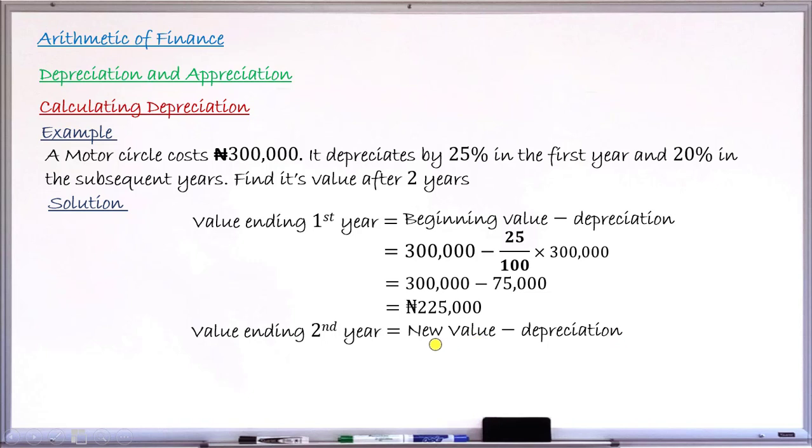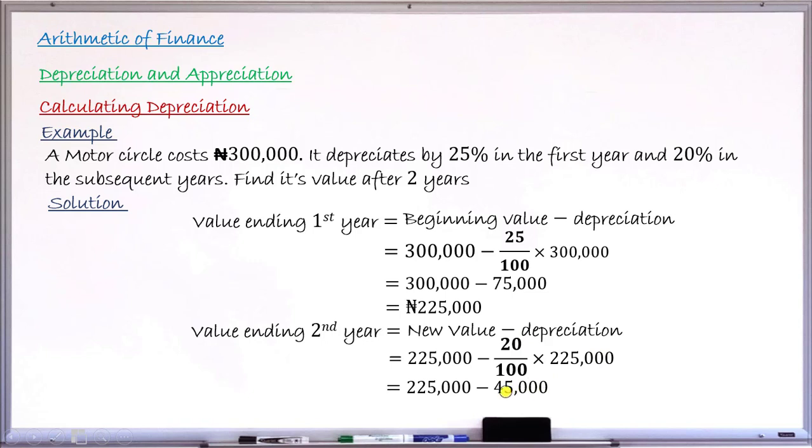So let me substitute. New value will now be equal to 225,000, that is the value at the beginning of the second year, minus 20% of that value, which is 225,000. You can see the rate is now 20% because in the question it says after the first year, other years to come have a 20% depreciation rate. So I now have 20% of this 225,000. If I calculate this 20% of this amount correctly, I'm going to have 45,000 naira.